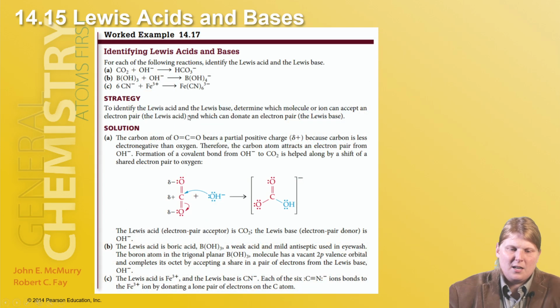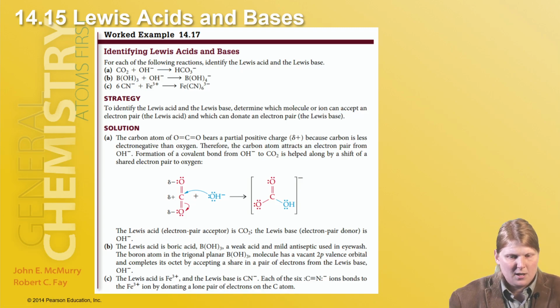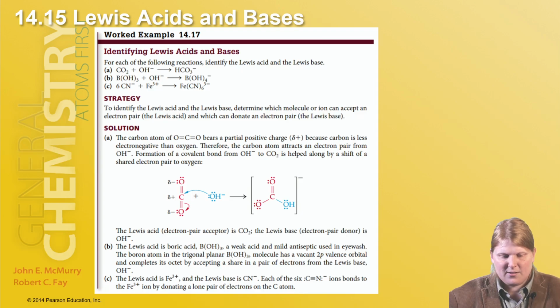So they ask us to identify the Lewis acid and the Lewis base. Generally, this is pretty straightforward. If we can identify something as potentially acidic, right? So the OH minus is the negative thing, and generally that thing is the base, because we know that OH minus is a Bronsted-Lowry base. It's probably the base here. And so it makes sense that it adds its electrons into carbon dioxide to produce this bicarbonate here.